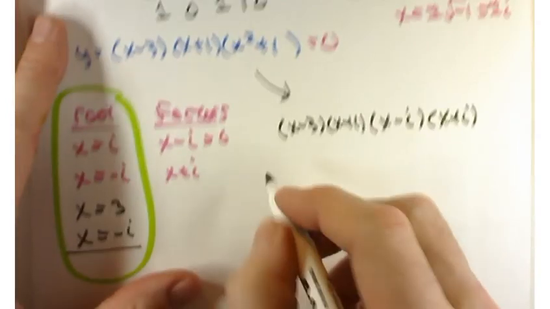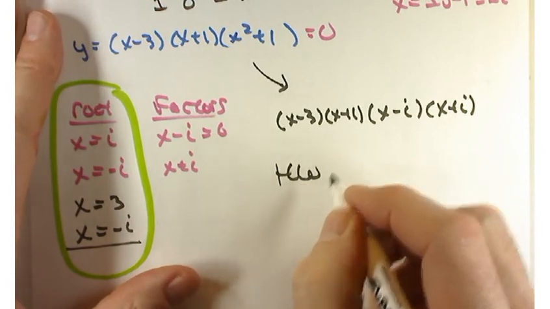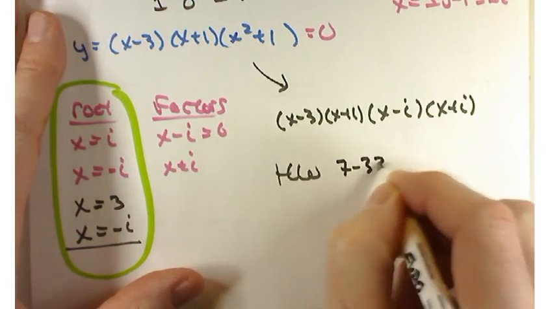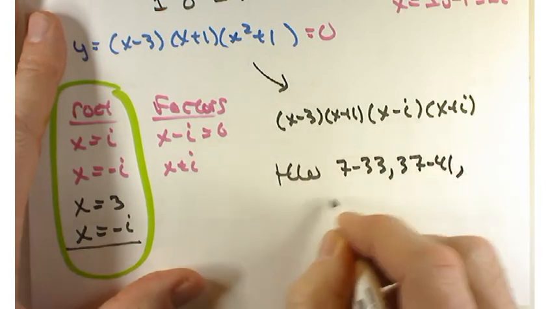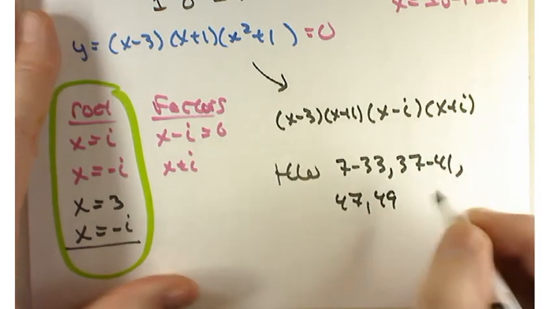All right, for homework, try 7 through 33, 37 through 41, 47, and 49.